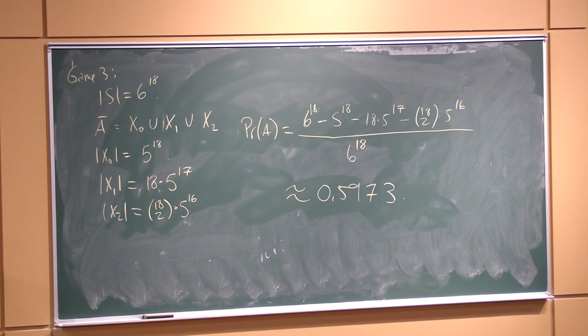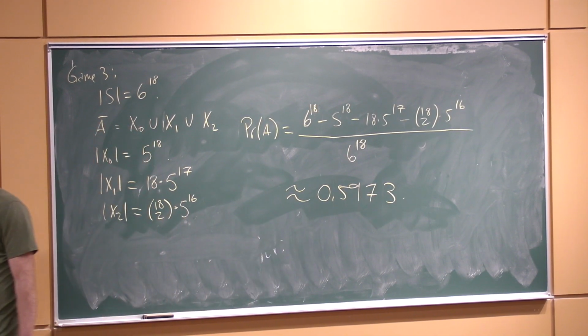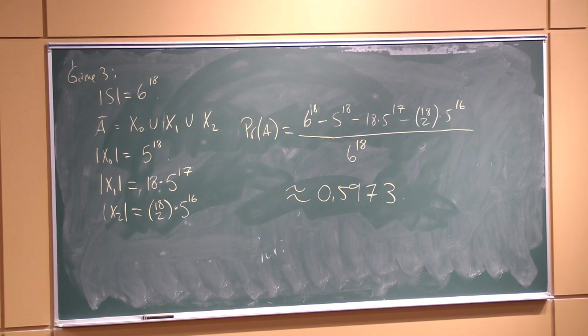And in fact, if you use this for game n, where you do 6 times n rolls, you'll find that your probability of winning gets closer and closer to 1/2. So it's approaching 1/2 from above. And so the best thing you can hope for is really this game 1.